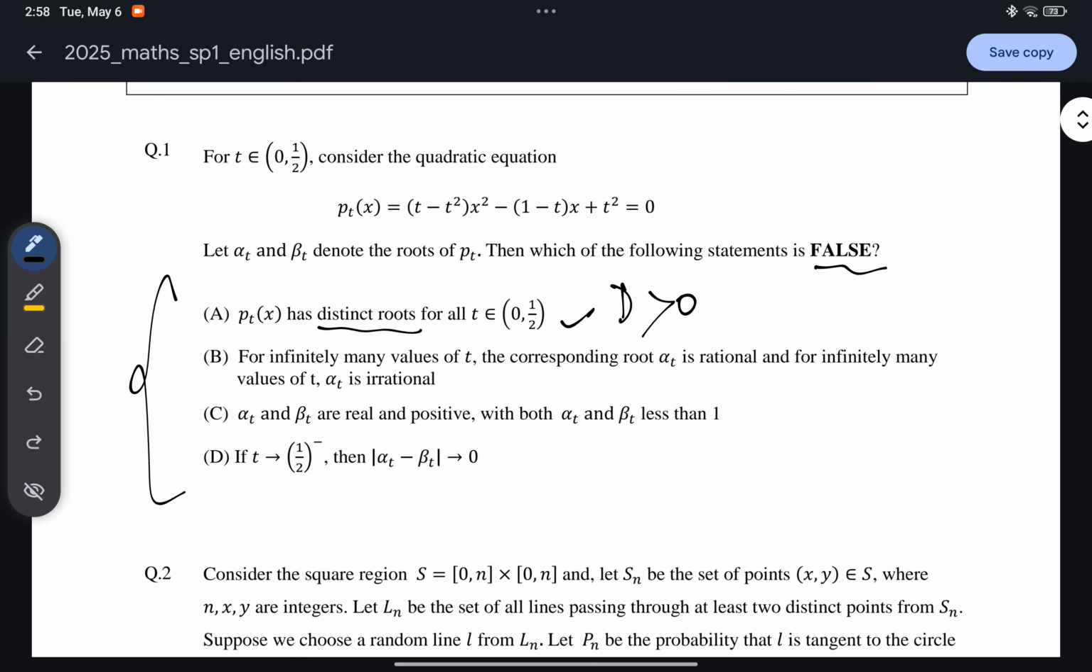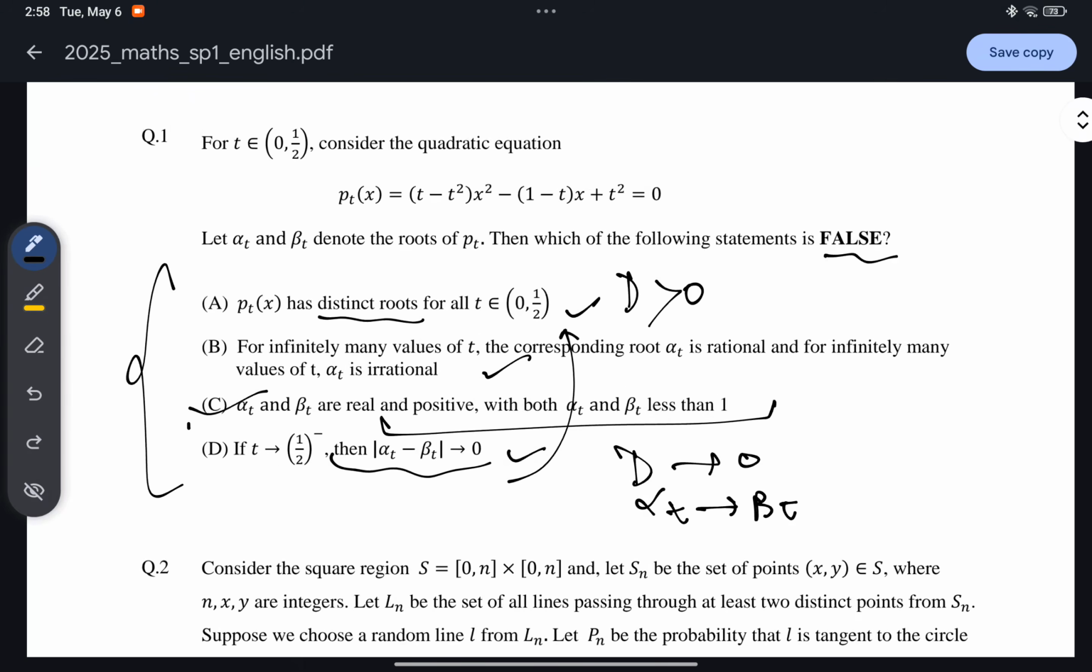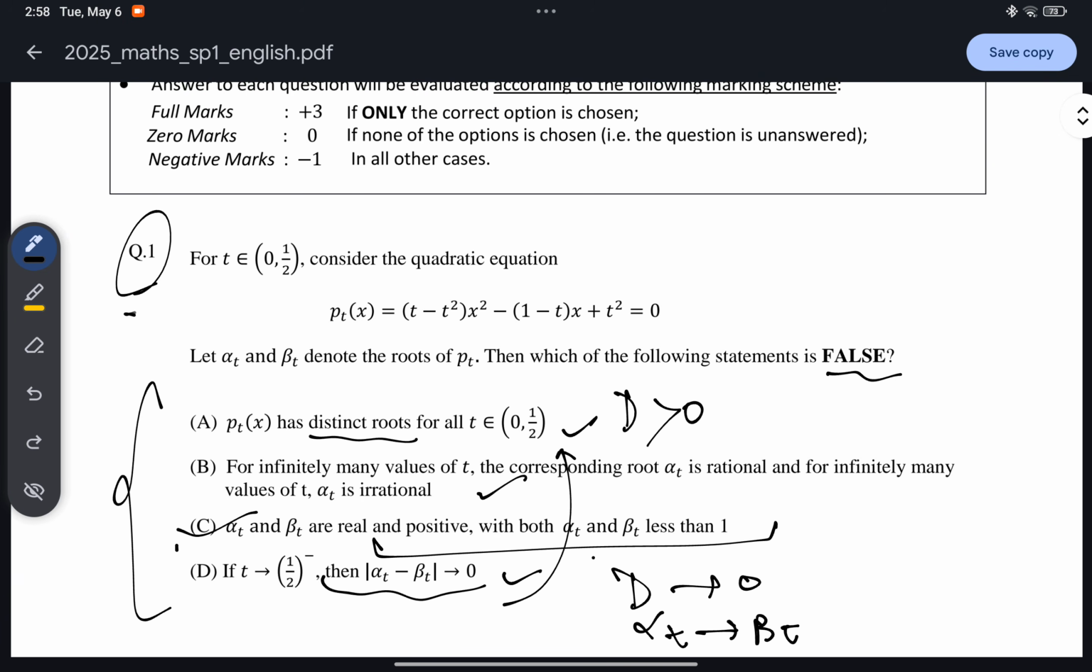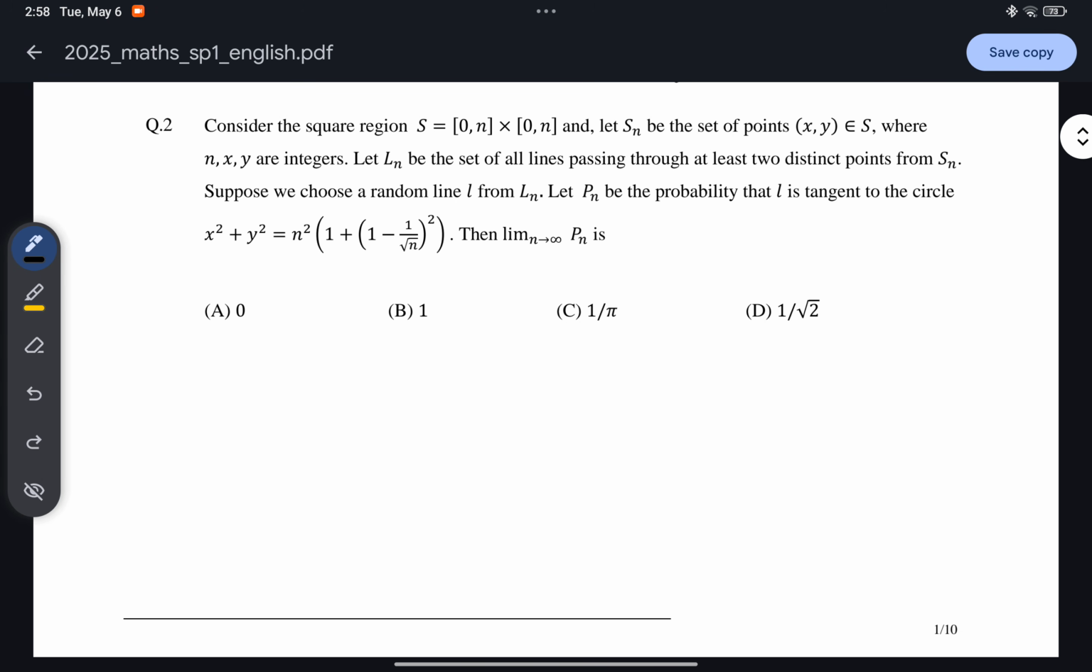And similarly you can find using the quadratic formula that B is also correct, and this is obviously correct. If you put in this value here, you would clearly have that the discriminant would tend to 0 and alpha_t would tend to beta_t. So this would also be correct and this won't be correct. Okay, let's move on to the next one. I'm not discussing this one because it was an easy one. What about this one? This one was a good question.